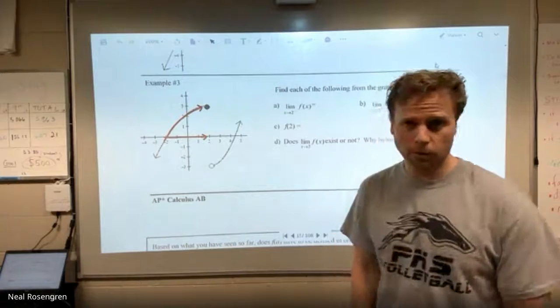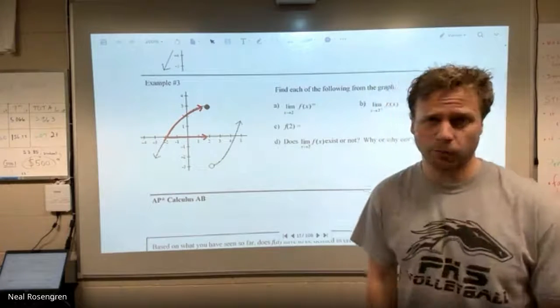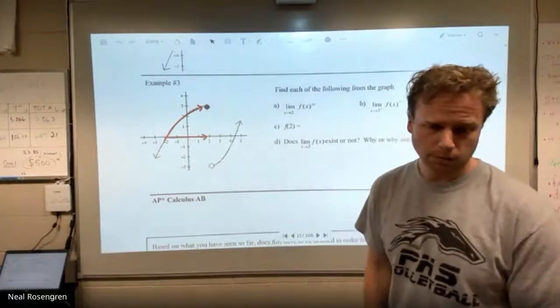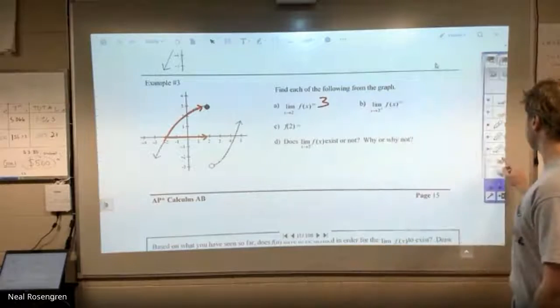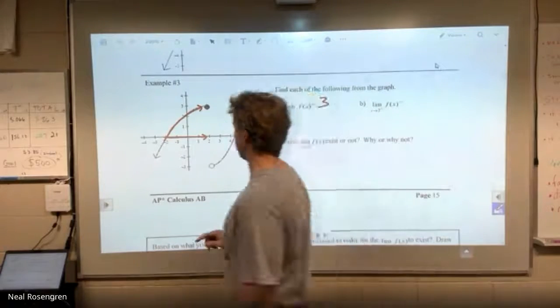So what do you think? What is that magical y value that we're getting closer and closer and closer to? 3. Perfect, right? That's what we're getting close to. I like it. And we can do the same thing from the right.